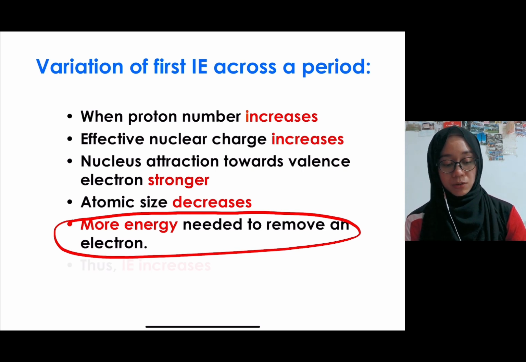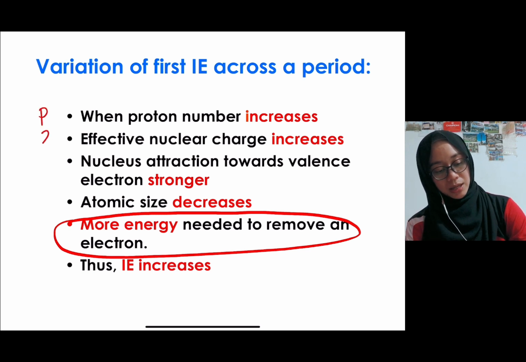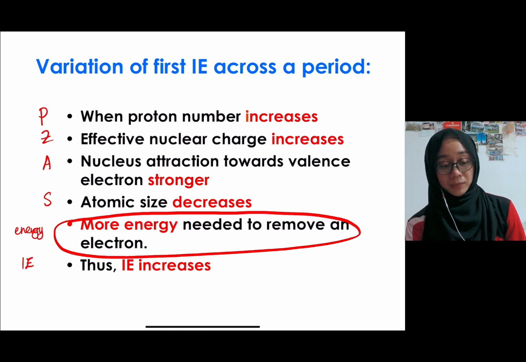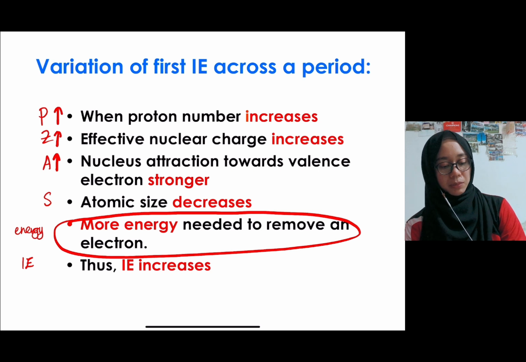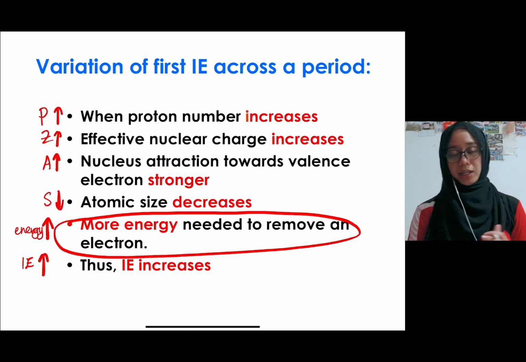Dan kamu boleh rujuk semula kepada IE. So ini PISAS kan, PZAS, and then just cakap pasal energy, kena tambah pasal energy, and then kamu cakaplah pasal IE. Okay, so basically going across, P naik, ZEF naik, attraction forces become stronger, tapi size pula makin kecil, bermaksud energy yang diperlukan adalah sangat besar. Okay, therefore IE akan jadi lagi tinggi.